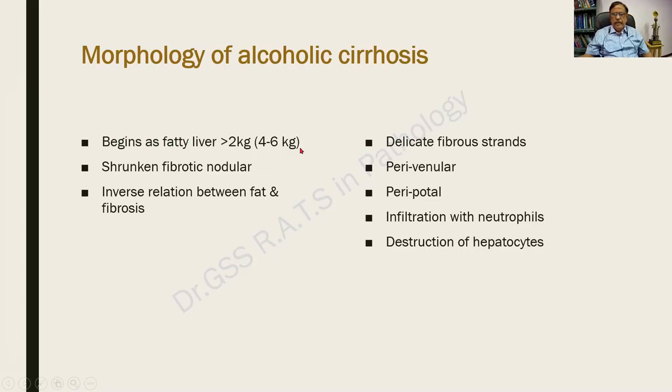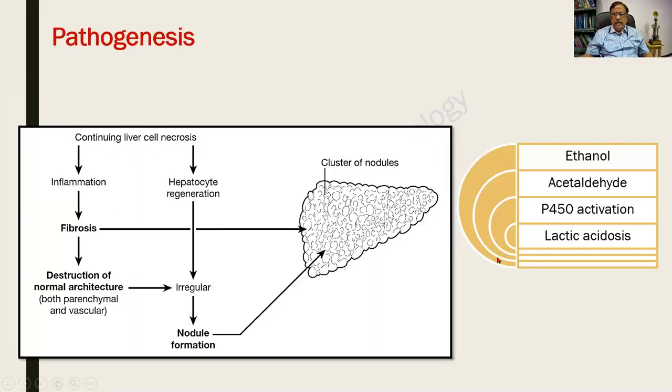The morphology begins as a fatty liver, later on it is shrunken, and there is an inverse relationship between fat and fibrosis. Initially, this will be delicate strands which are perivenular, periportal, but later on with the destruction there is replacement by fibrosis. This is again a pathogenesis, I will not be repeating it, but these are the causes for the cell death. It can be ethanol, acetaldehyde, P450 activation, or lactic acidosis.